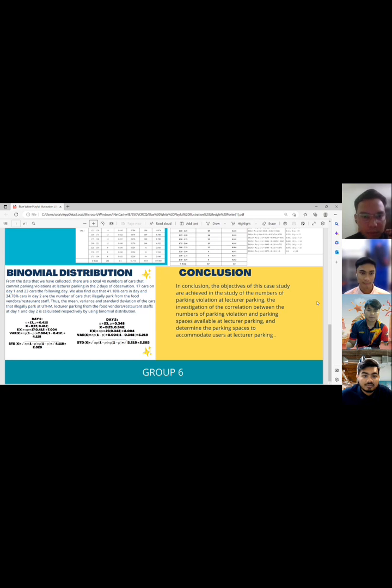We also found out that 41.18% of cars in day 1 and 34.78% of cars in day 2 were violations. Thus, the mean, variance and standard deviation of the cars that illegally parked at the lecturer parking from the food window, or what we call restaurant staff, at day 1 and day 2 is calculated respectively by using the binomial distribution.